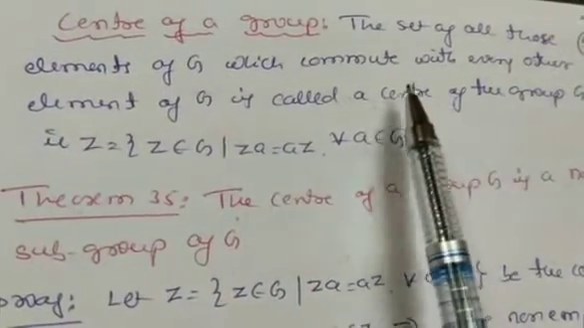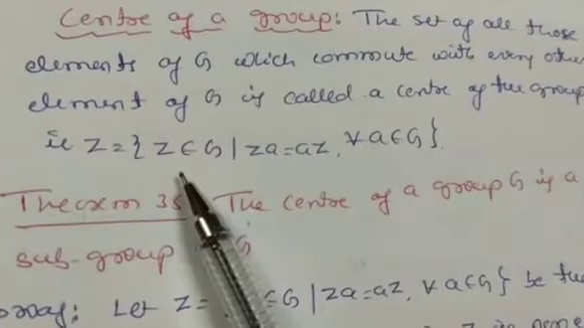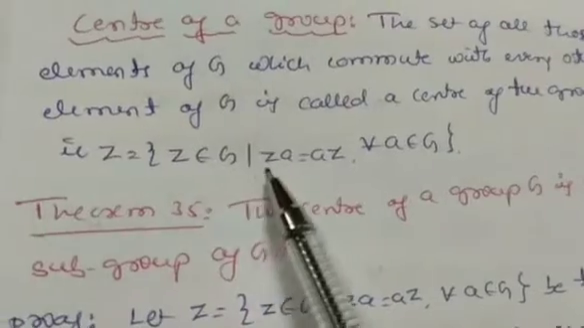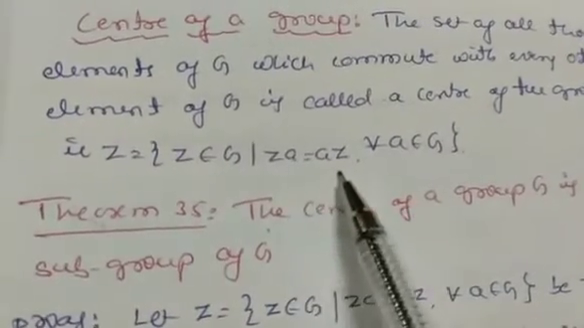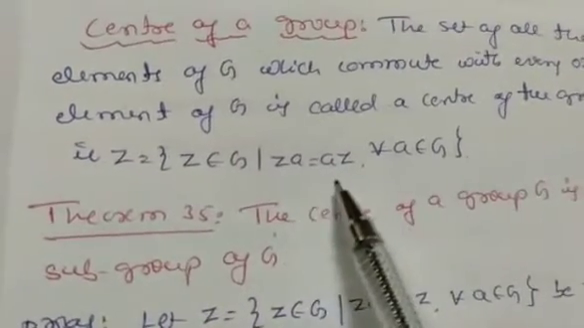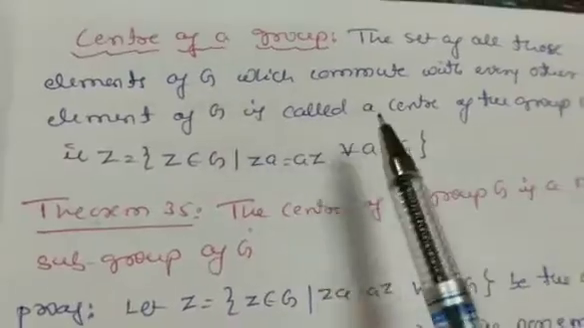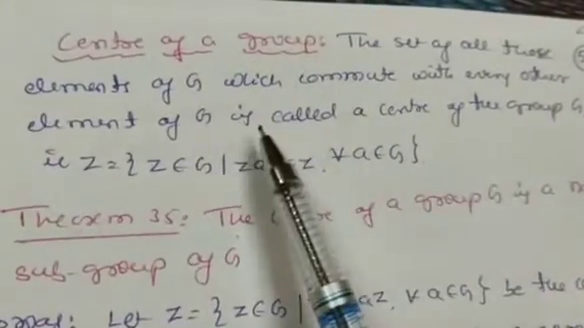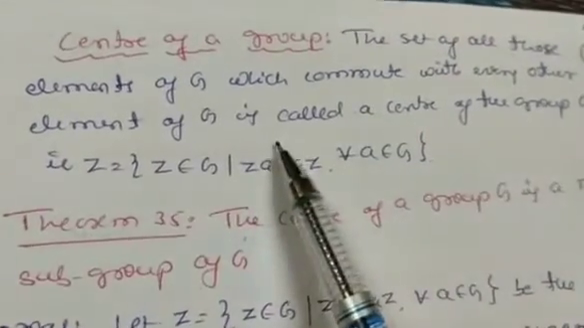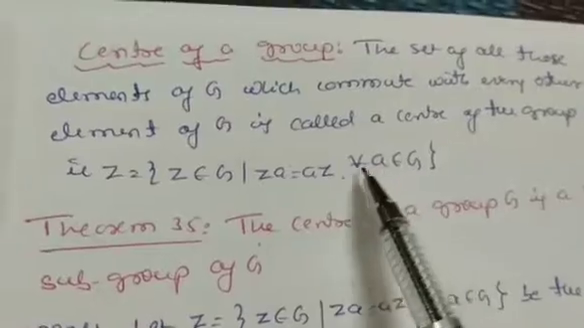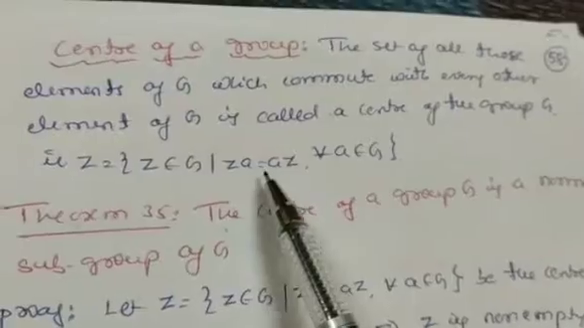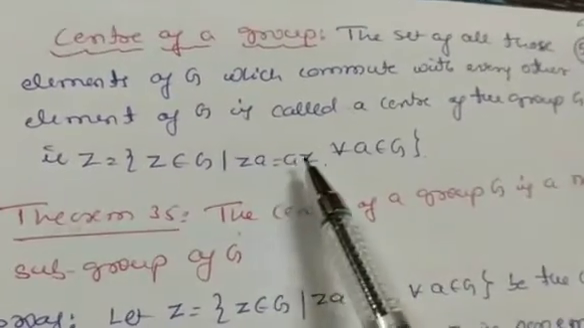The center of a group means a set Z which is equal to {z belongs to G such that zа = az for all a belongs to G}. So the elements are in the form of abelian or commutative. That is, the set of all those elements of G which commute with every other element of G is called a center of a group. That is, every element of Z should commute with all the elements of G. Then we can call it a center of a group.